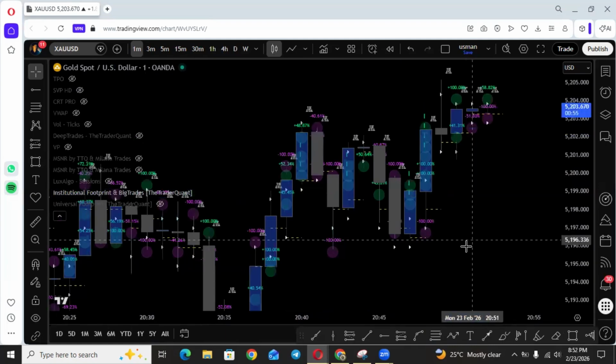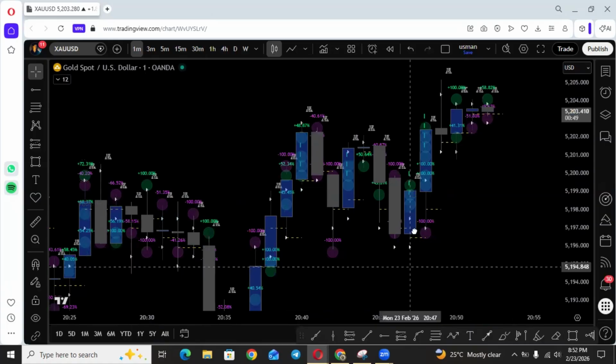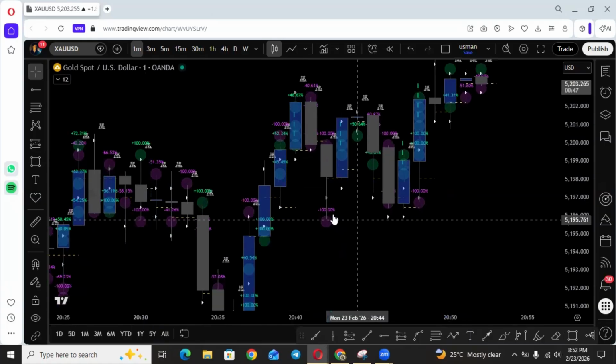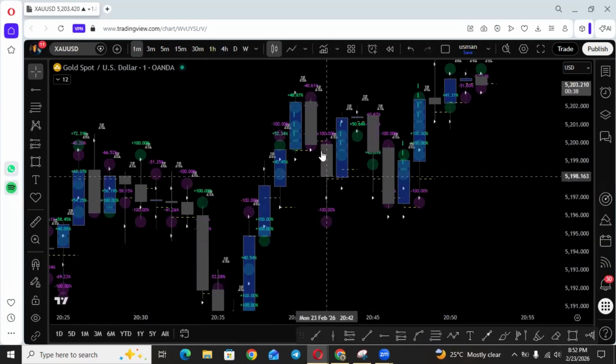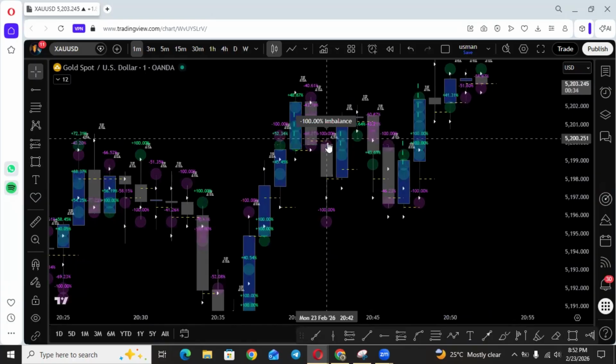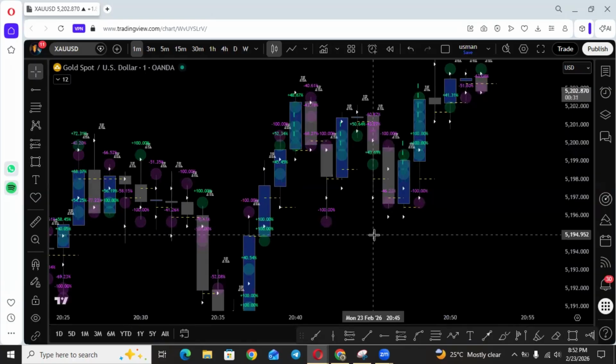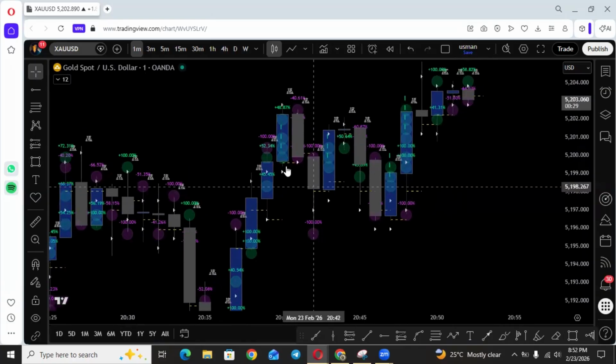Now, imbalance happens at every price level of the market. If the market has gone up, it means at these price areas there were more buyers than sellers. And if the market has gone down, it means there were more sellers than buyers at this area. So an imbalance has to be created in order to move the candle up or down.